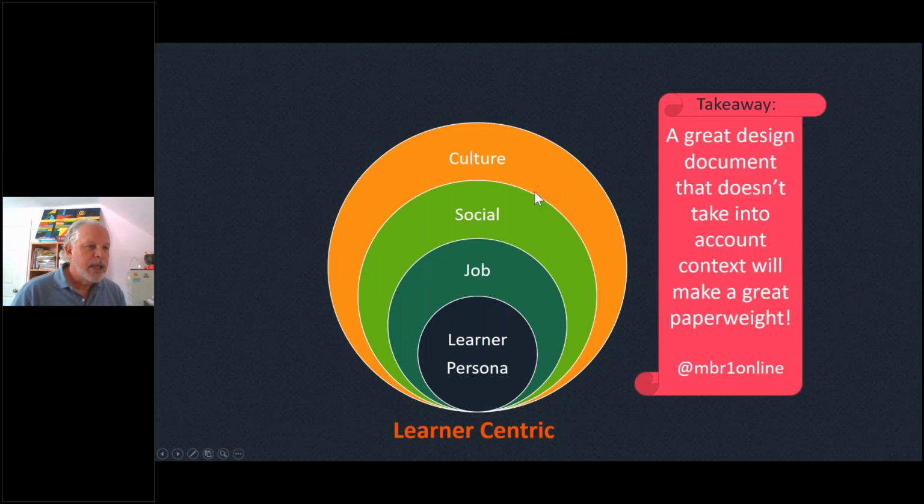All right. And look, if you don't take that into account, a great design document or a design that doesn't take into account context will make a great paperweight, really nice paperweight, right? Because it's not going to get used. You can create and design the coolest thing, and I've done this. I made these mistakes in the past. One time I designed a simulation for medical school students to learn basically immunology type stuff, right? It was done very, very early on, many years ago, and it was great. People loved it and everything. It was put in 10 different medical schools, and it actually turned out that it sat in a lab somewhere and nobody ever used it.